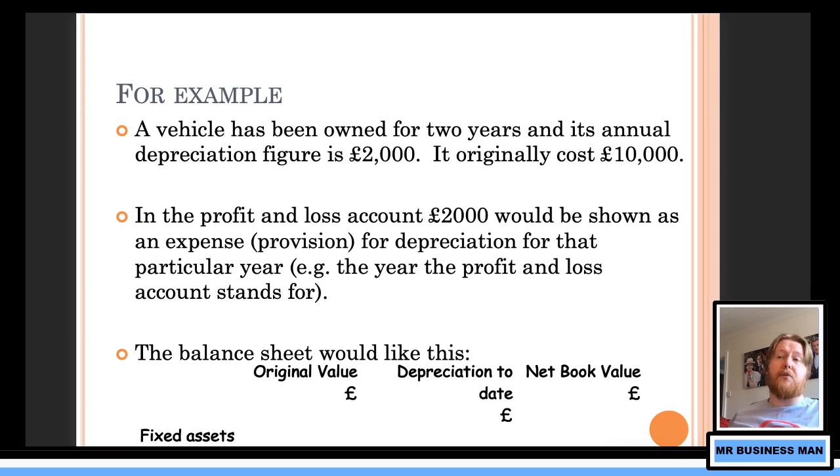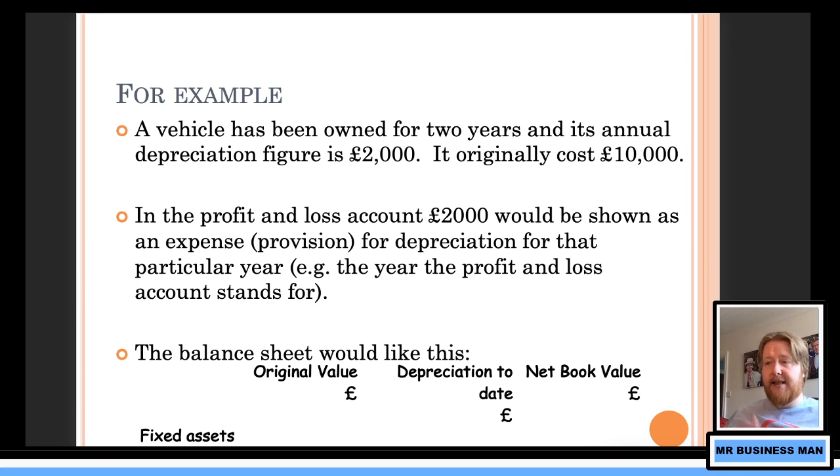All right, so for example, a vehicle has been owned for 2 years and its annual depreciation figure is 2,000. It originally cost 10,000. In the profit and loss account, 2,000 will be shown as an expense for depreciation for that particular year, the year the profit and loss account stands for. So how much have we spent? How much have we used of that? Essentially, that's what the provision section is about. We've used £2,000 worth of value there, haven't we, in terms of the wear and tear.